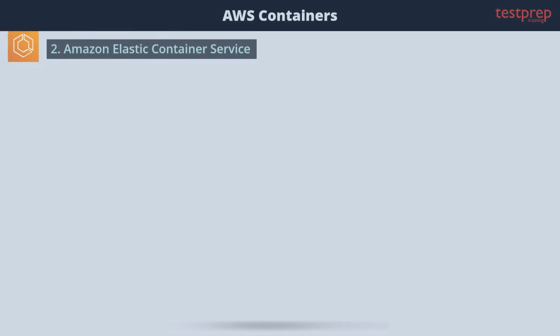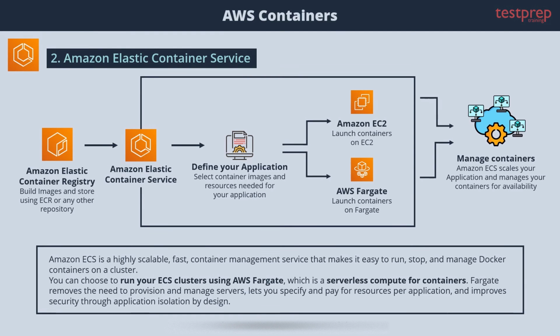Amazon Elastic Container Service. Amazon ECS is a highly scalable, fast, container management service that makes it easy to run, stop, and manage Docker containers on a cluster. ECS is a great choice to run containers. You can choose to run your ECS clusters using AWS Fargate, which is a serverless compute for containers. Fargate removes the need to provision and manage servers.